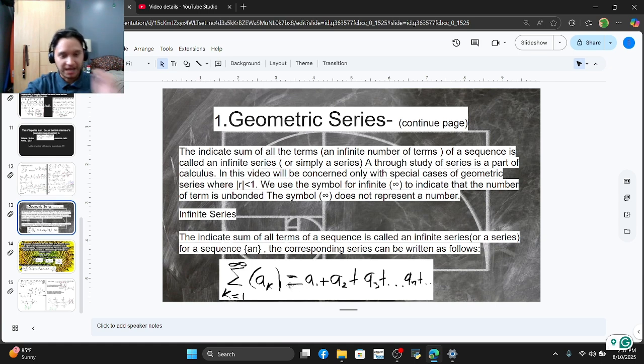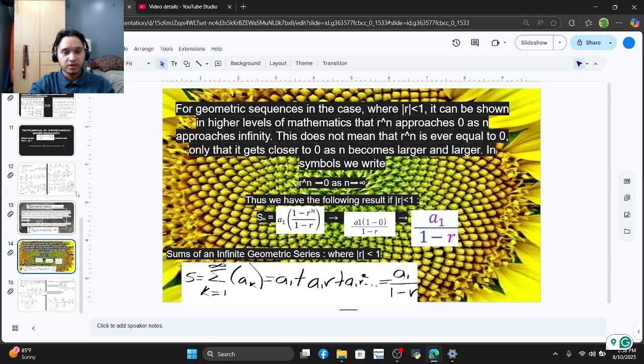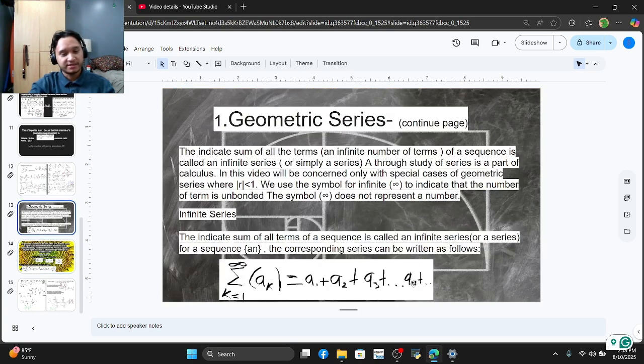I will try to explain what's happening here. What we're doing here is just adding to infinity. So we're adding the first term, the second term, the third term, and I put n because it keeps going on and on. n represents any number.